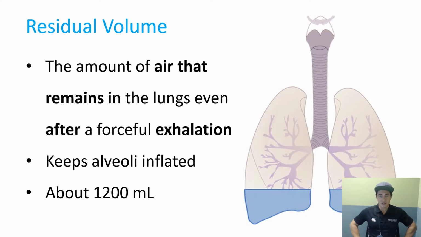Residual volume is the amount of air that remains in the lungs even after a forceful exhalation. So there's always a little bit of air in your lungs, or in each alveolus, so that they don't collapse in on themselves. So this residual volume keeps alveoli inflated, and it's about 1.2 liters or 1,200 mils.